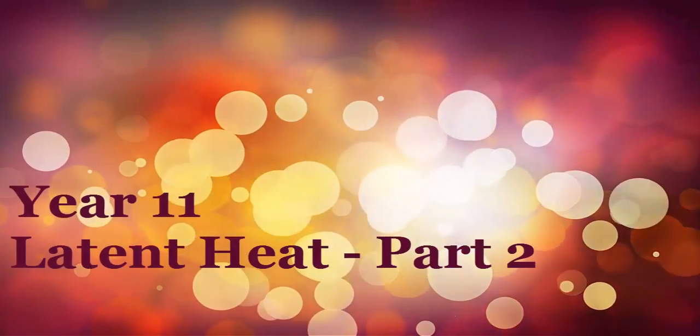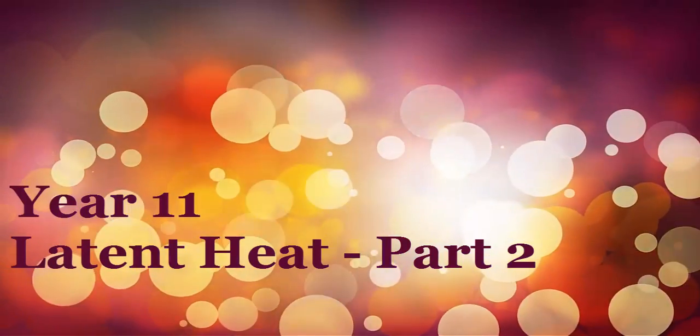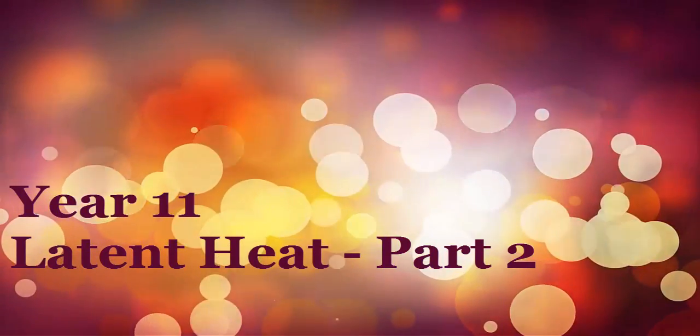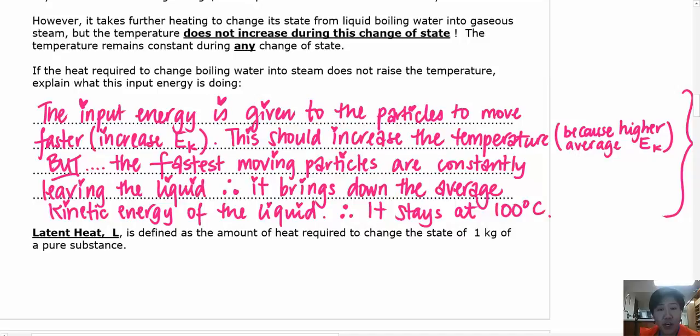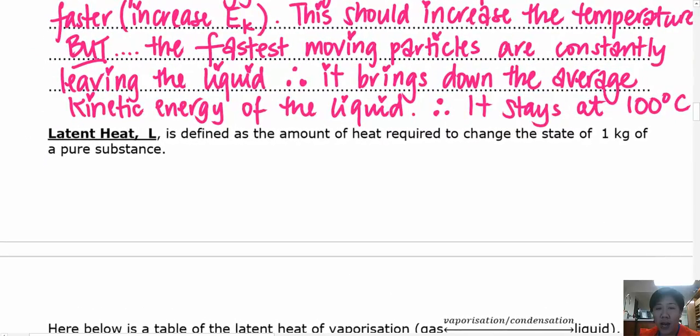This is part two of the latent heat videos, and I'm going to pick it up from page two of 7.1 latent heat. Right down at the bottom of the page, it actually gives you a definition of what latent heat is. It's defined as the heat that's required to change the state of 1 kilogram of pure substance.